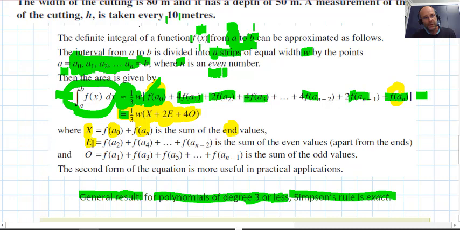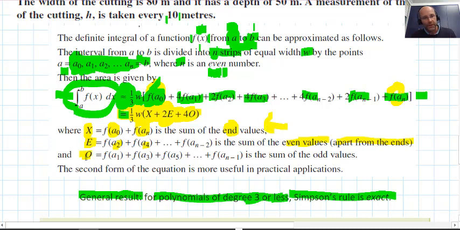Now e is all of the even ordinates, denoted by those subs there. So 2, 4, 6, 8, 10. But don't include the n ones because they're included up there.